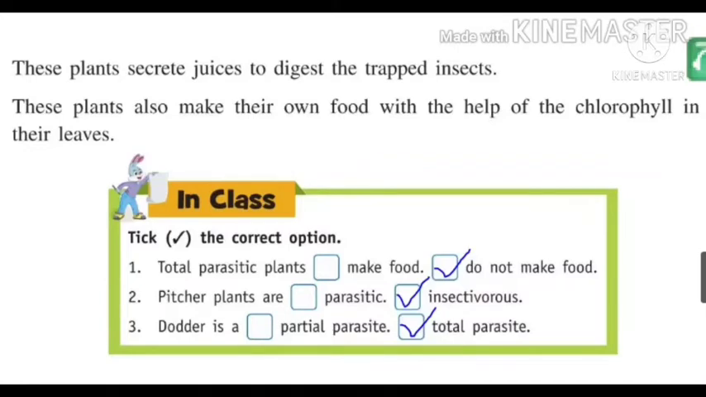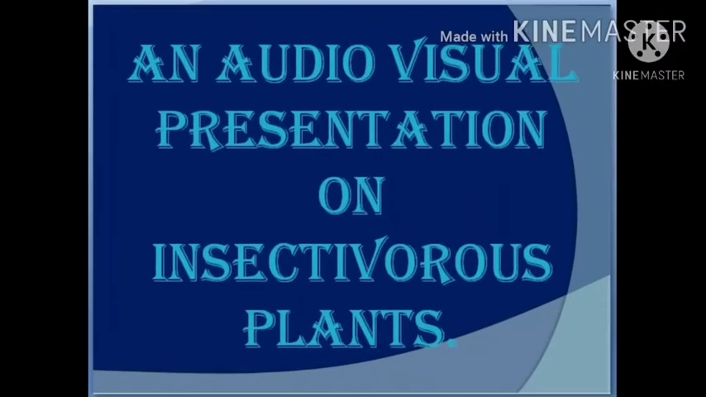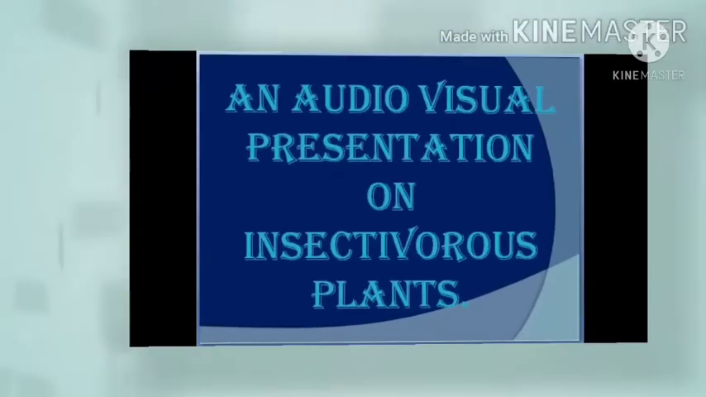Now let's have a short exercise. Tick the correct option. First, total parasitic plants do not make food. Second, pitcher plants are insectivorous. Third, dodder is a total parasite. Now I will show an audio-visual presentation on insectivorous plants to make you understand more about the concept.